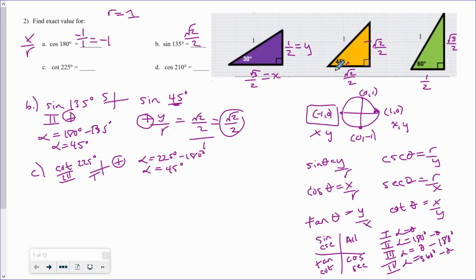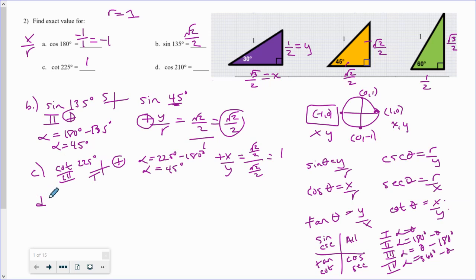So I'm going to look at this 45 triangle, and cotangent from over here we know is x over y. So I'm going to do the positive x over y for the 45-degree triangle. Well, that is radical 2 over 2 over radical 2 over 2. And anything divided by itself is, of course, 1. So the answer to this one is 1.